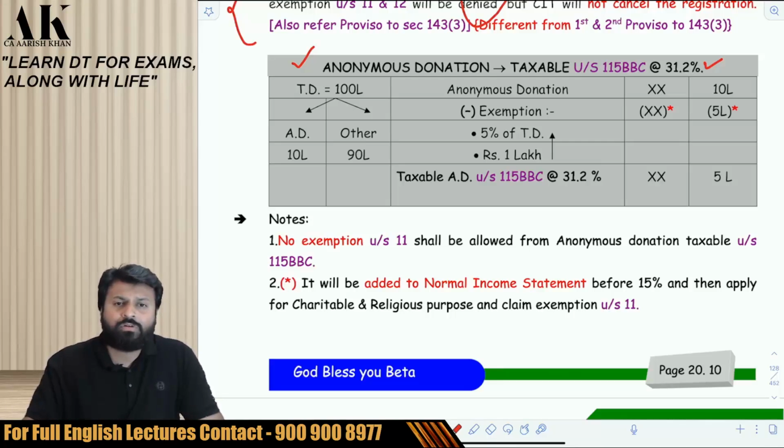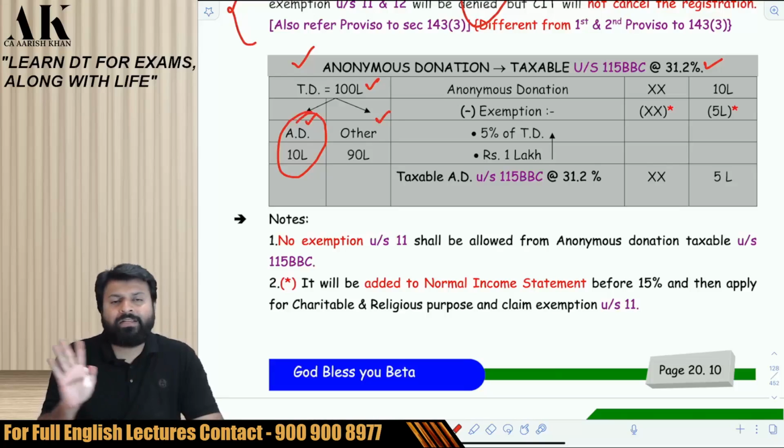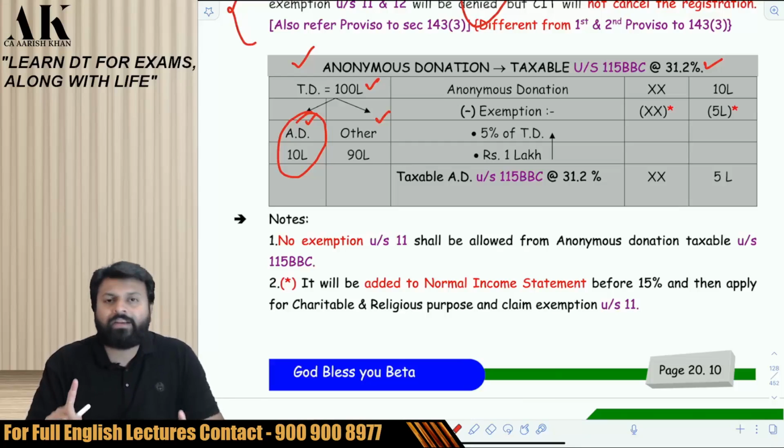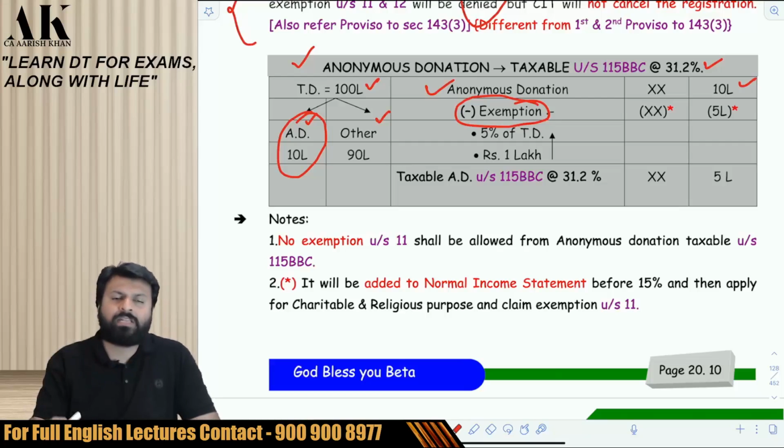Okay. So let us take an example. Suppose I receive a total donation of 100 lakh. Out of it, anonymous donation is 10 lakh and other donation is 90 lakh. So will this 10 lakh be taxable at 30% directly? The answer is no. It is not directly taxed at 30%, but it is taxed as follows. You have to write 10 lakhs over here and then you will get one exemption out of it. There is only one exemption which is allowed out of it.